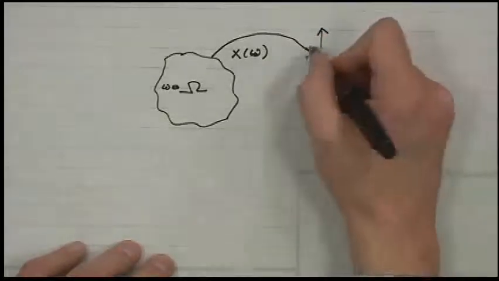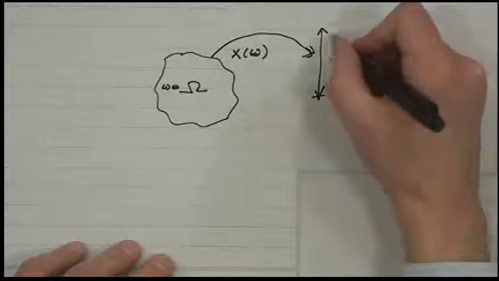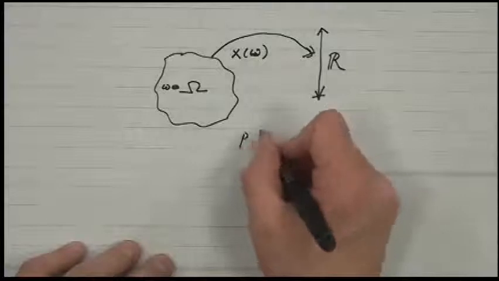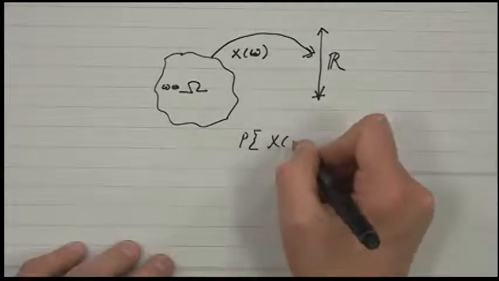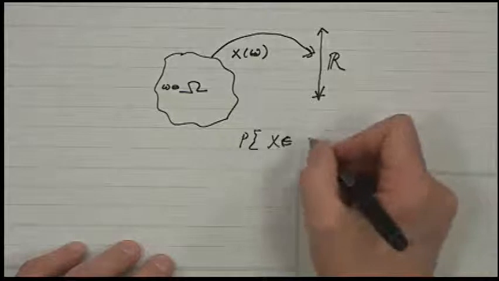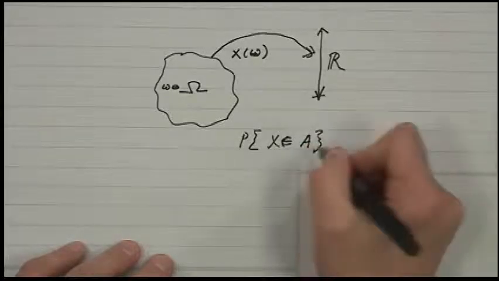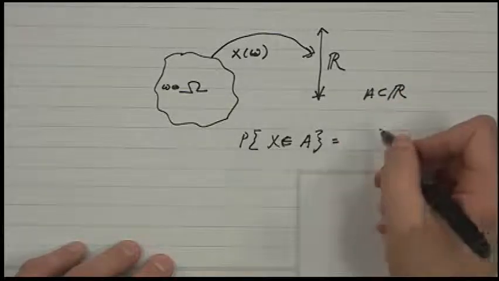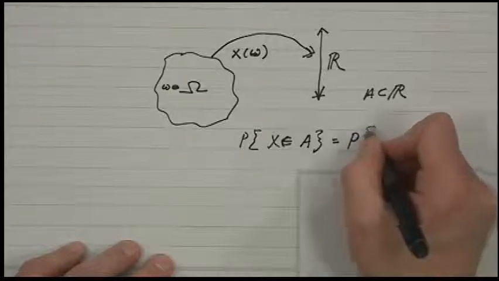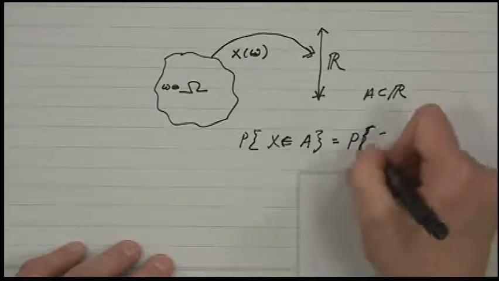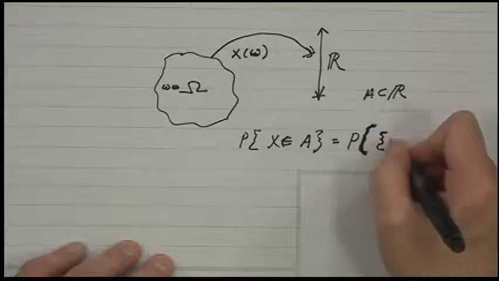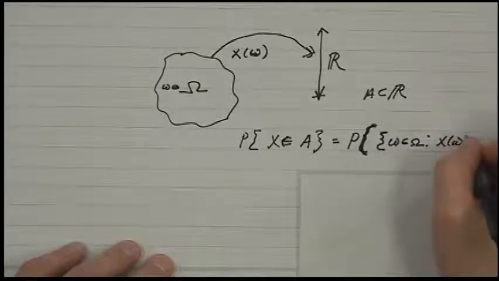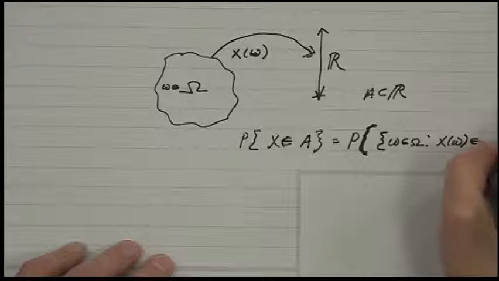Maybe I shouldn't have drawn it this way, because usually the real line is horizontal, but this would be the real line, okay? And that's a random variable. And then if you want to ask yourself, what's the probability that X is a member of some set A, where A is a subset of the real line, then what you really do is ask, what's the probability of the set of omega, a member of omega, such that X of omega is a member of A.